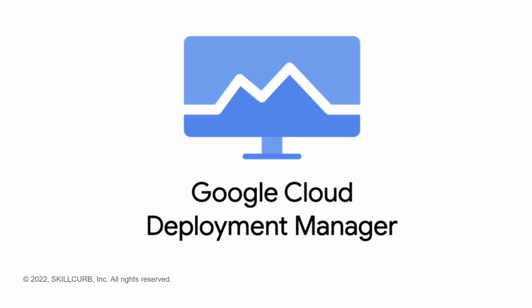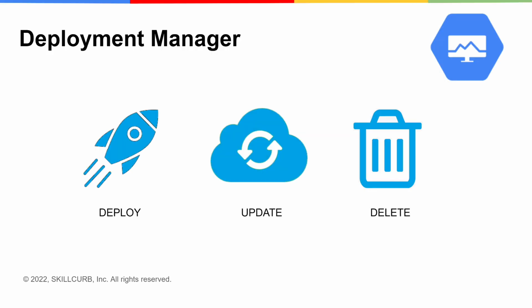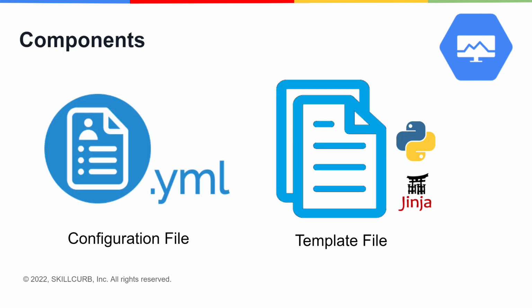Google Cloud Deployment Manager is a tool for infrastructure as code. It's an easy solution for deploying complex environments. It allows you to deploy, update, and tear down resources from Google Cloud using YAML, Jinja, and Python code templates. It helps to automate the deployment of all resources in GCloud in fast, easy, and repeatable ways for consistency and efficiency. Let's discuss the two major components, the configuration file and the template file.